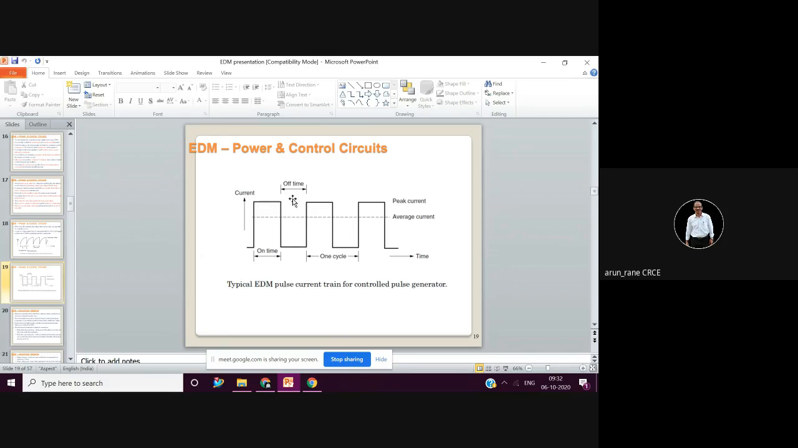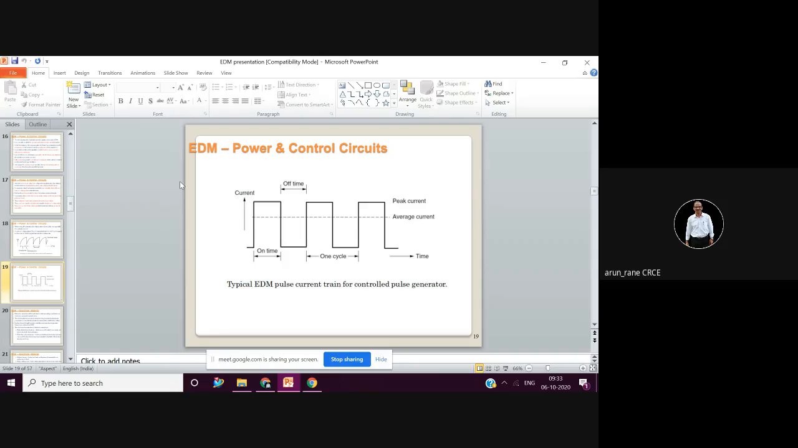And all this on time and off time, you can adjust. Most of the EDMs nowadays are CNC controlled. So these parameters can be set, and this is called the machining condition. Machining conditions are described by four digits. For example, say 2132, 2133, 2134, like that there are different machining conditions.